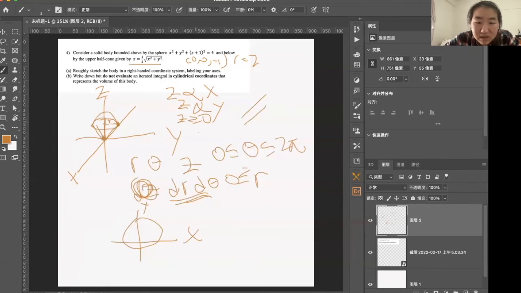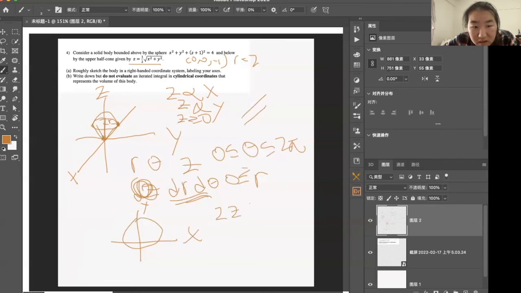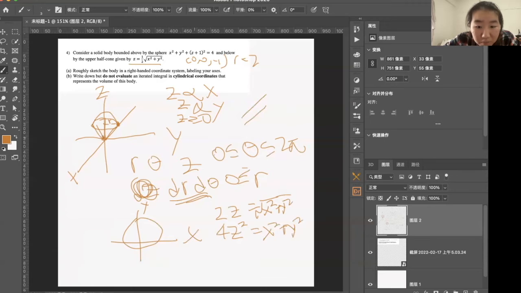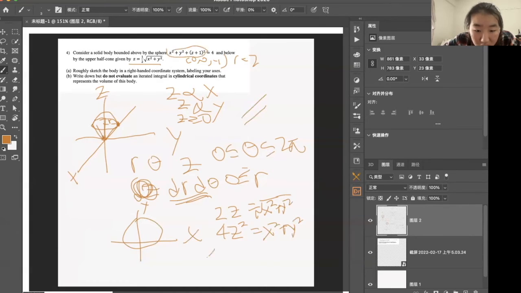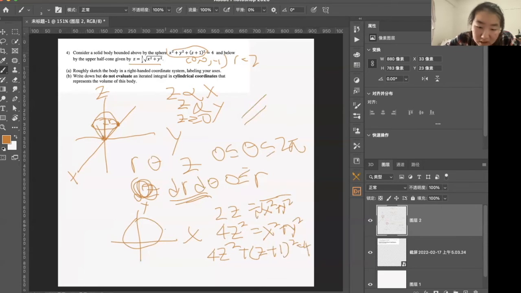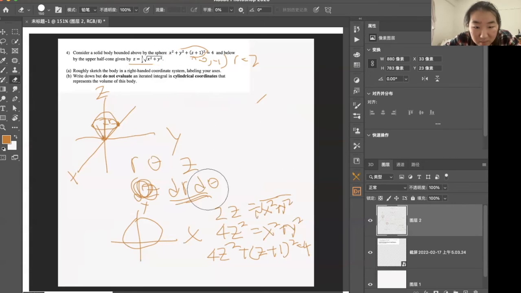Well, let's look at this equation. The top part and the bottom part connect when their z's are equal, right? So what will z be? Well, 2z will give us the square root of x squared plus y squared. Then 4z squared gives us x squared plus y squared. Now, when we plug this into the sphere equation, what do we get? Well, 4z squared plus (z plus 1) squared equals 4.